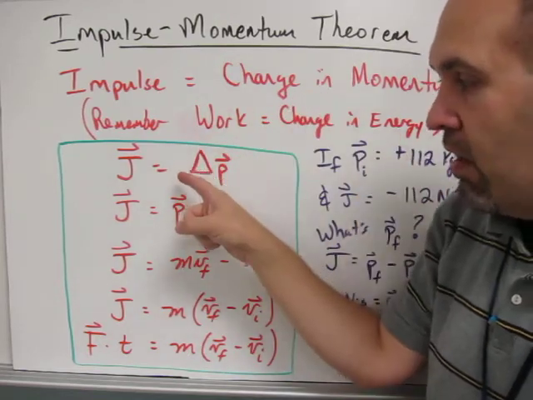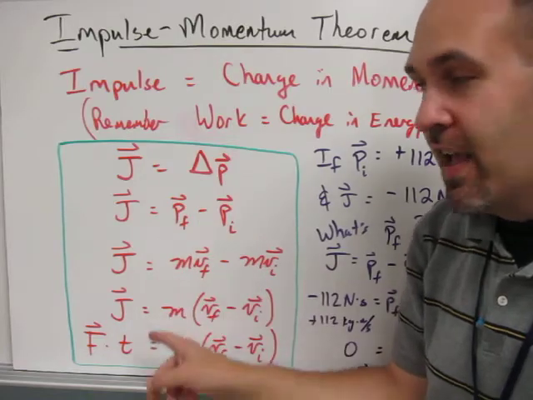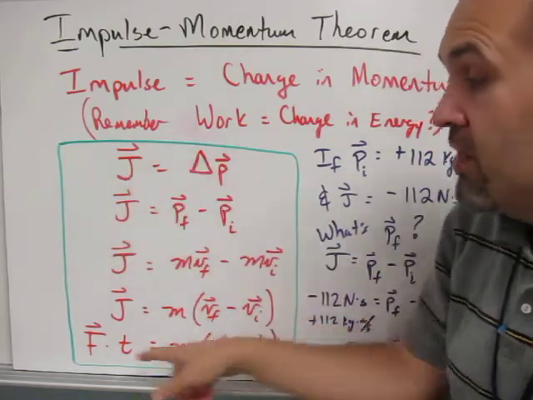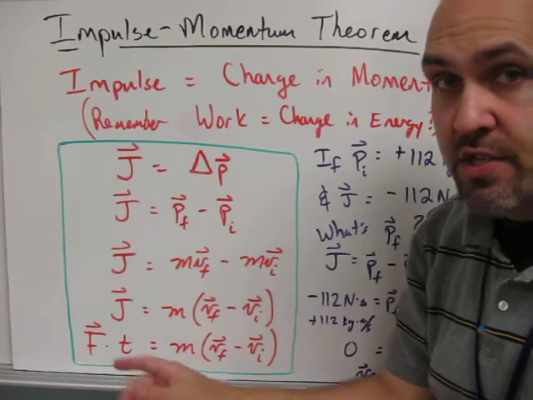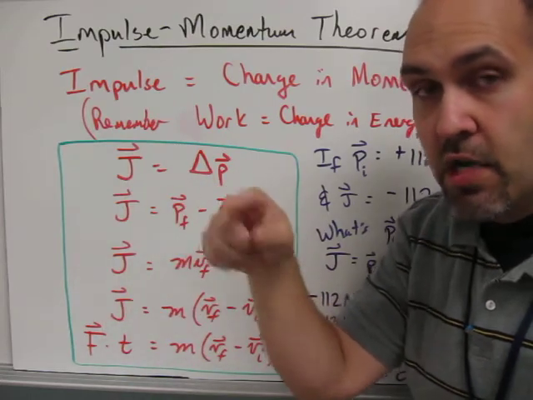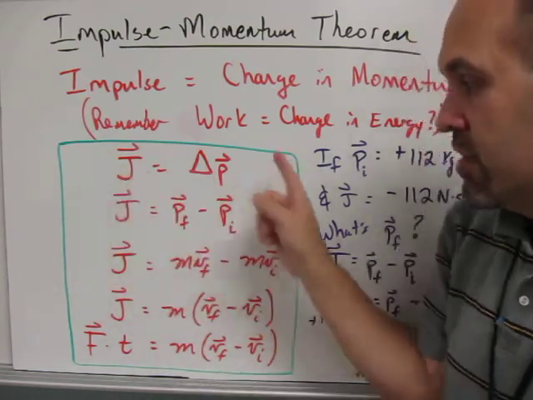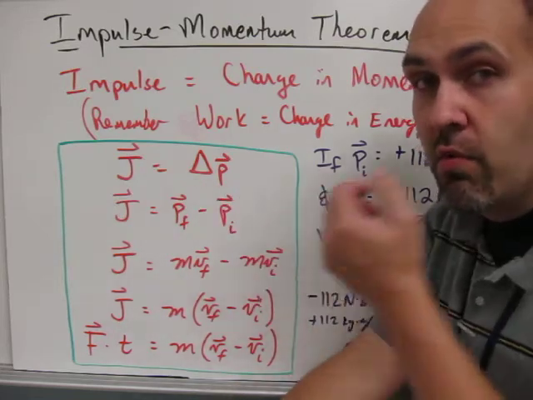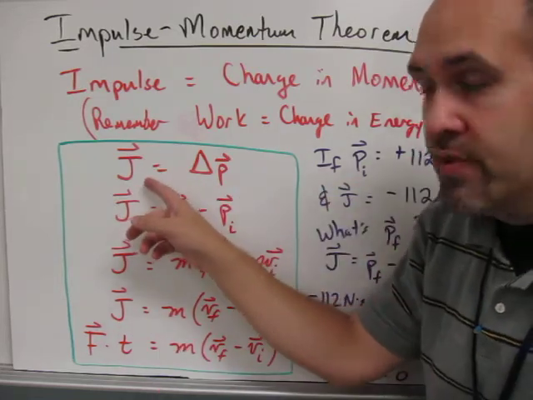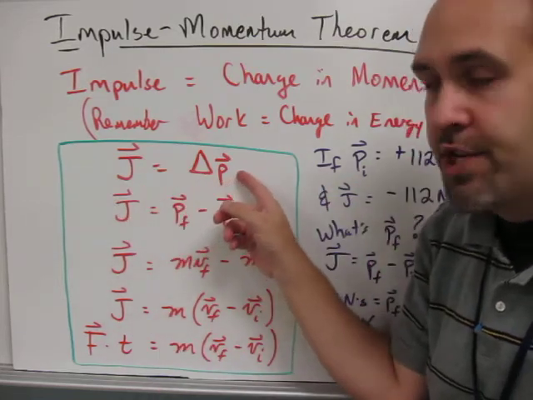And you can write that a whole bunch of different ways. You should put one or all of these on your card, in addition to the box for momentum and the box for the impulse. This is the impulse momentum theorem, and I've written it a number of different ways. J, the impulse, is equal to delta P. That's the change in momentum.